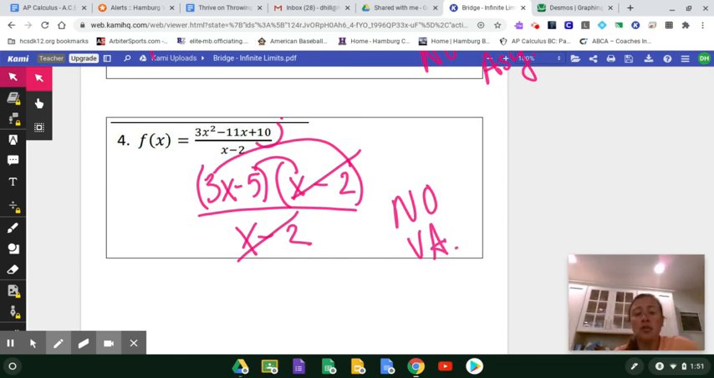So moral of the story today, to check for those vertical asymptotes, we're going to clean up and then set that denominator equal to 0.